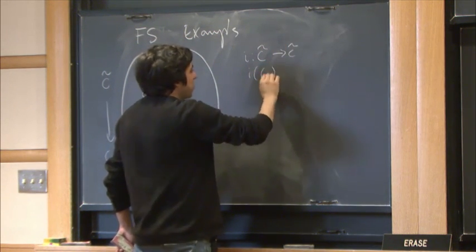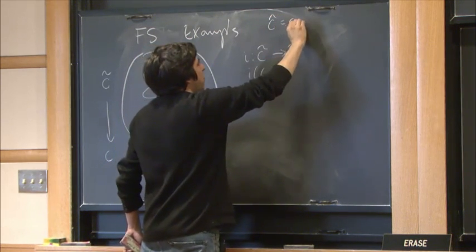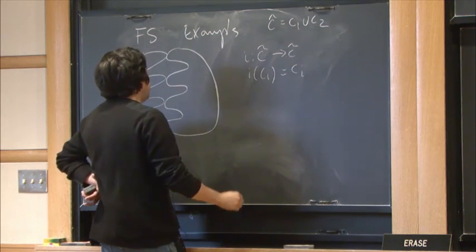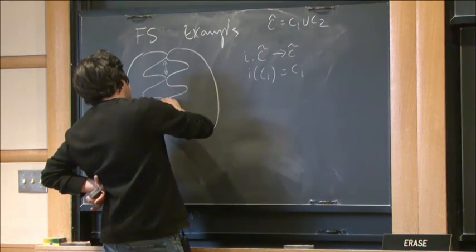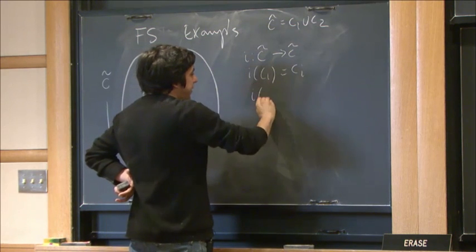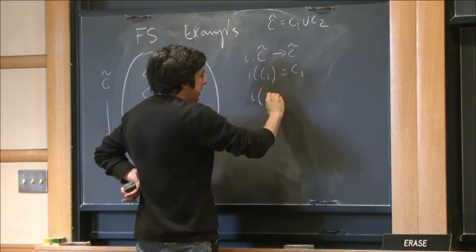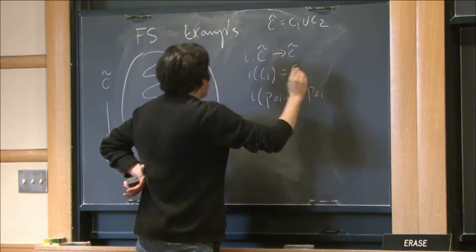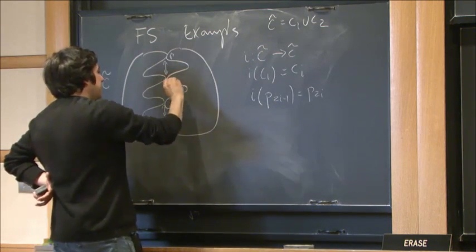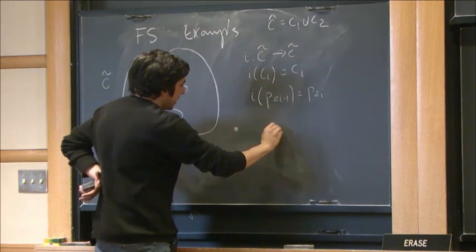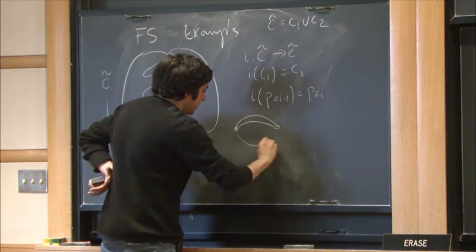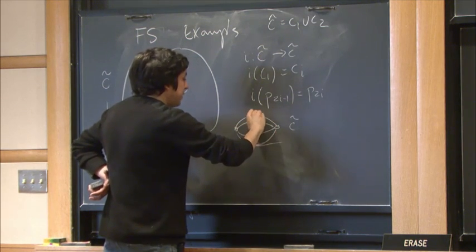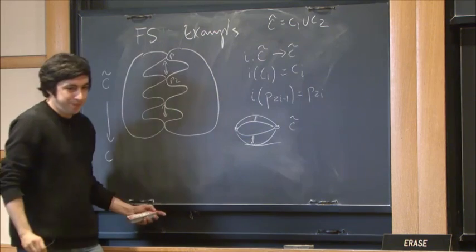So C tilde has two components, C1 union C2. The two components are preserved by I, and the nodes are pairwise interchanged. So you have I of the node P_{2i-1} is P_{2i}, P1 goes to P2, and so on. Or if you want to do the dual graph, which we'll do a lot later on, it looks like this, and you interchange pairwise.